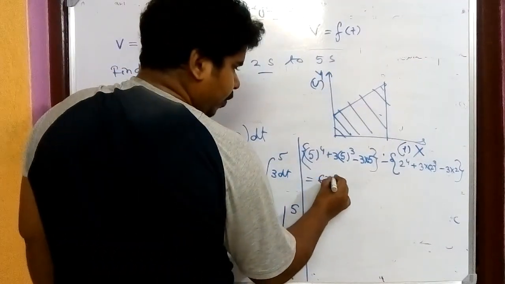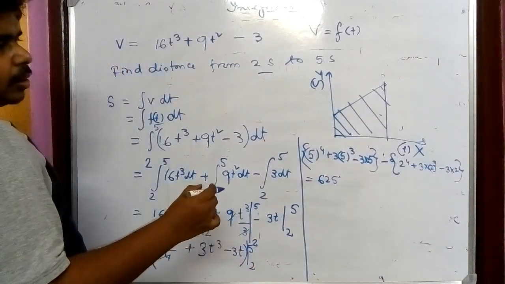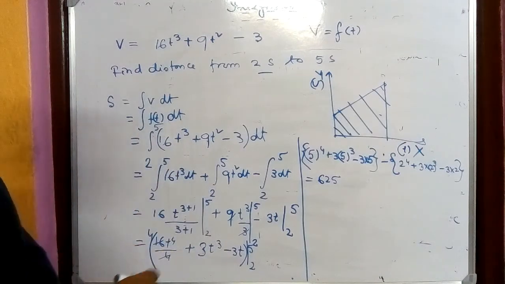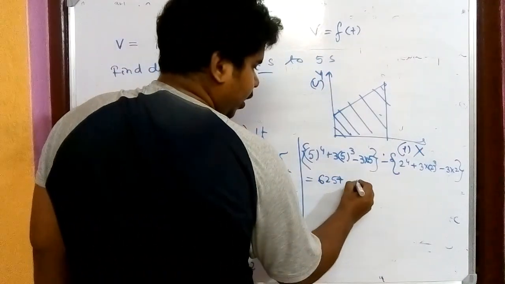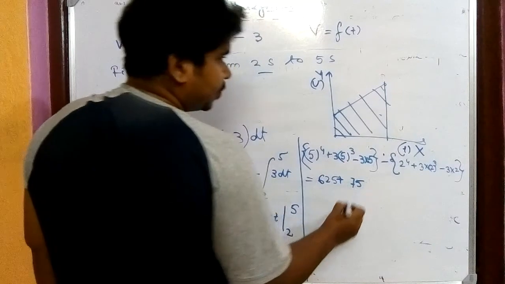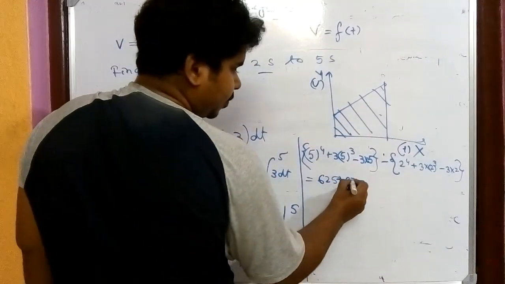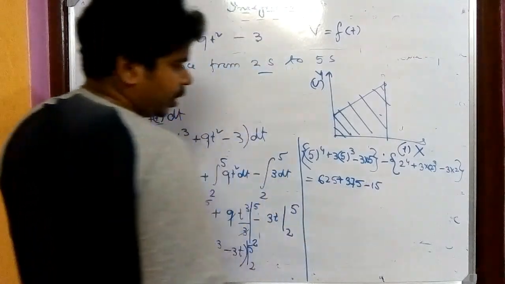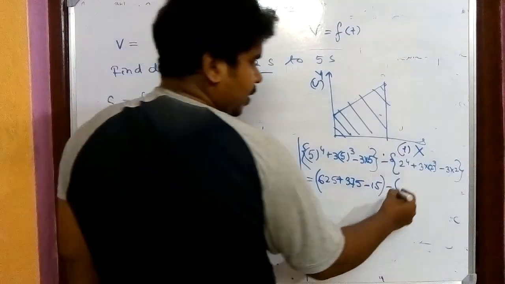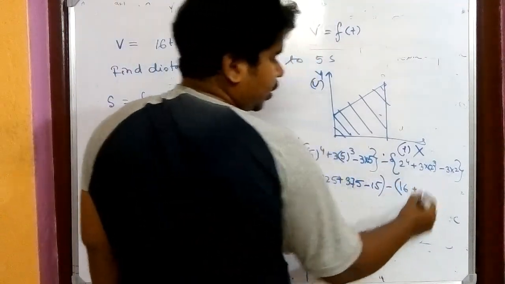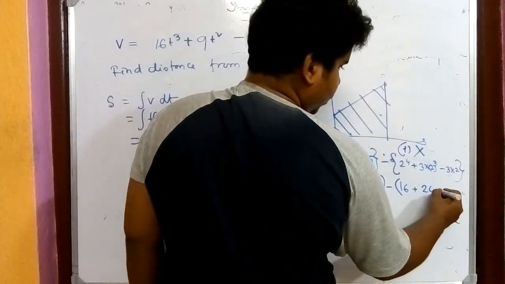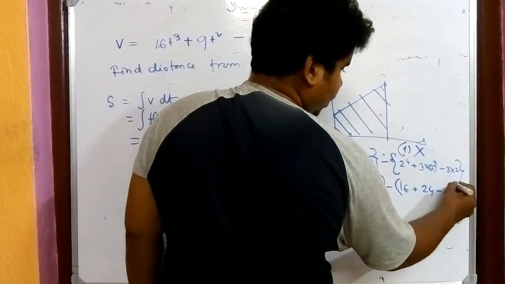Okay, so 625, and 5 cube means 25, 5s are 125, 125 into 3, so 3 5s are 15, 3 2s are 6, 1 7 and 3 minus 15. Okay, so this is the upper limit portion minus lower limit. 2 to the power 4 means 16 plus 3 into 2 cube means 24 minus 3 times 2, which is 6.